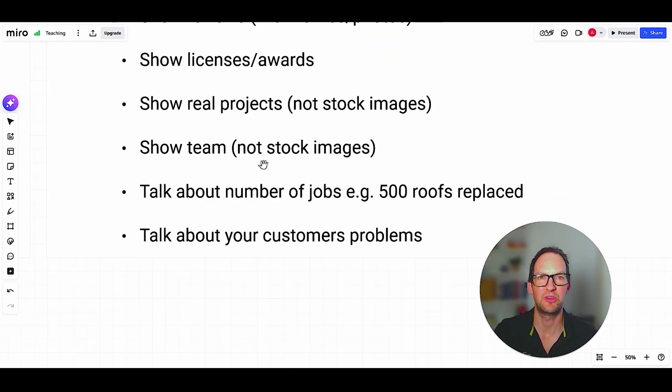You want to show your team, your vehicles if they're branded, and you want to talk about the number of jobs that you may have completed if it's a decent number. So it might be 500 roofs replaced. That all builds trust with someone coming to your website. And finally, in your ad copy, you want to talk about your customers' problems, not just how good your business is.